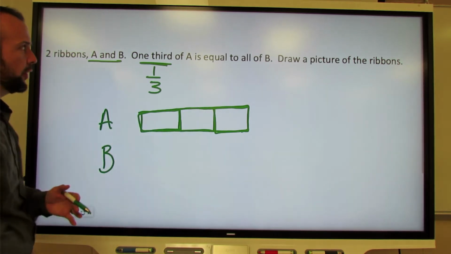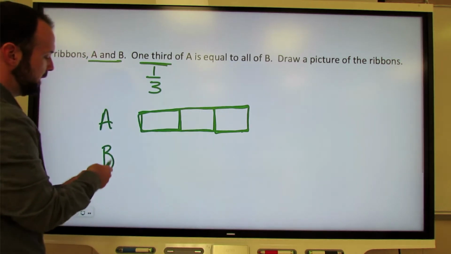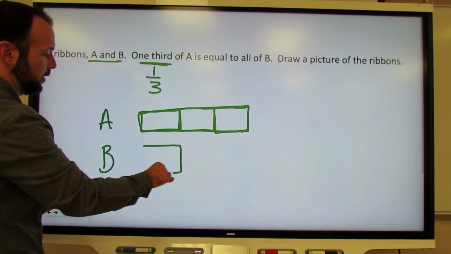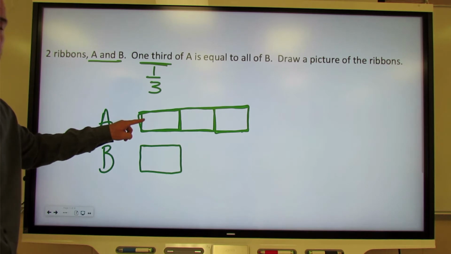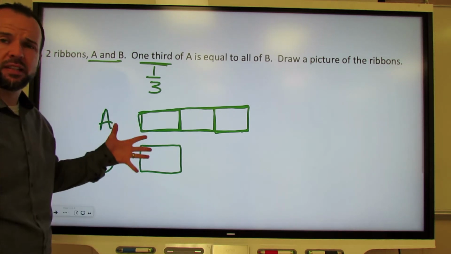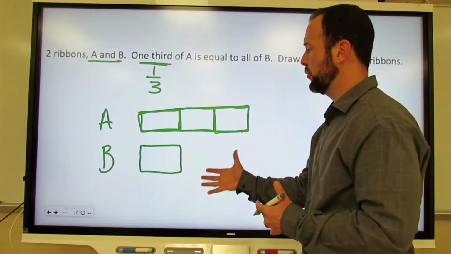Why did I divide it into thirds? Because 1/3 of A is equal to all of B. So that means that ribbon B is going to be equal to 1 of the thirds of ribbon A. Perfect, okay? So this is something that you want to be showing on yours. You want to have something similar to this, okay?